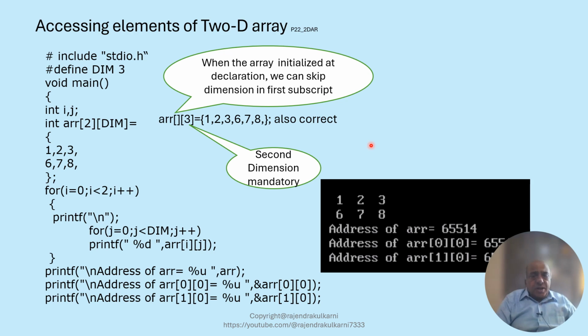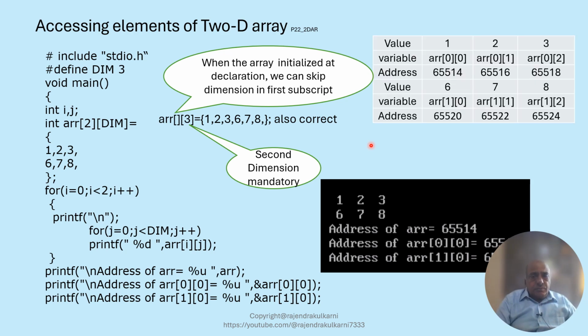Now what is the program output? What we have got is the values of the elements of the 2D array, then the address of the 2D array, the base address, which is here 65514, and then the base address of the 0th element of this 2D array and the base address of the first element of the 2D array, which we have shown here as how it will be in the memory.